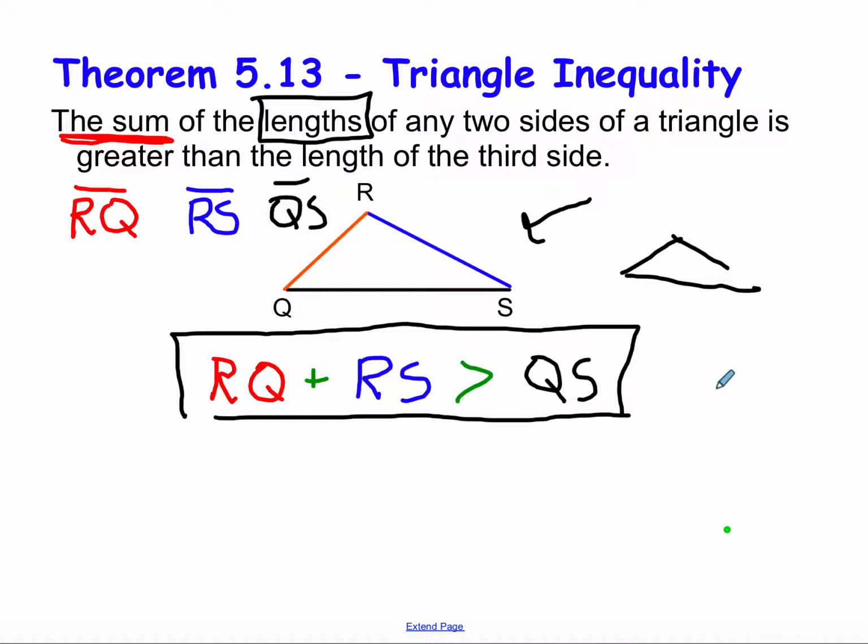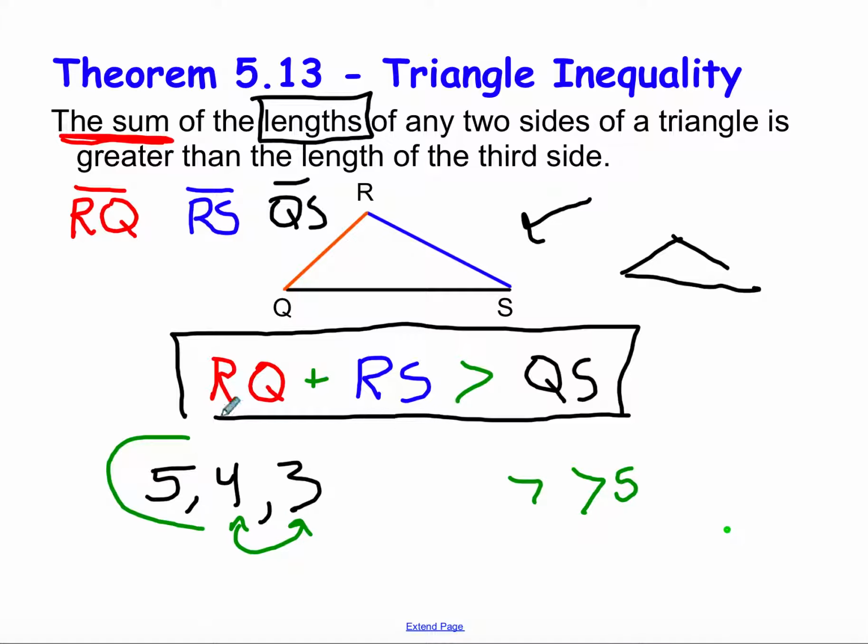So if there's a question that gives you lengths and says, there's a triangle with side lengths of 5, 4, and 3. Is this a triangle? What it's asking you to do is to add up any two sides and make sure that they're always greater than the third side. So in this specific example, let's do that. 3 plus 4, since those are the two shorter sides, has to be greater than 5. 4 plus 3 is 7. 7 is greater than 5. So can this be a triangle? Yes, it can. That, in fact, is a triangle.